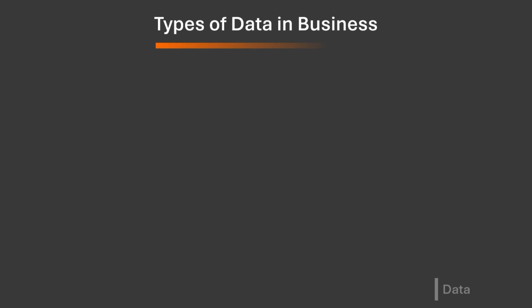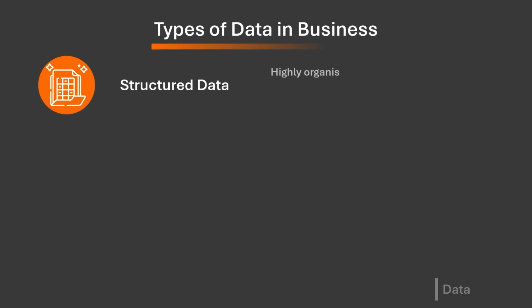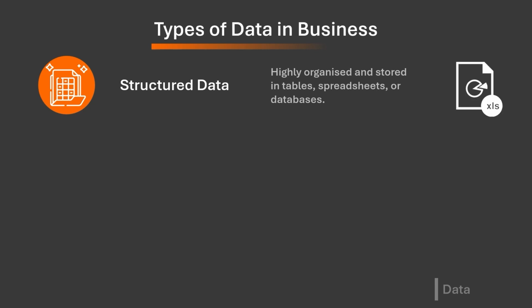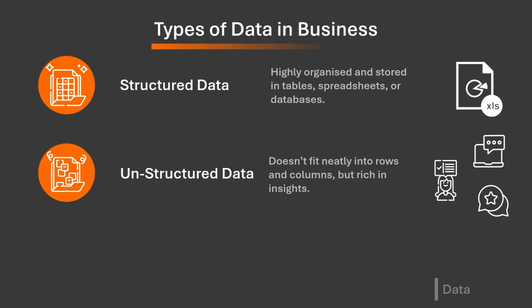In business, data comes in different forms, and understanding these types is essential for effective decision making. First, we have structured data, which is highly organized and stored in tables, spreadsheets, or databases, making it easy to search and analyze. An example would be sales records in an Excel file where each row represents a transaction with specific details. Then, there's unstructured data, which doesn't fit neatly into rows and columns but is rich in insights. Examples would be customer reviews, emails, or social media comments, which don't have a predefined format, but they can help businesses understand customer opinions and trends.